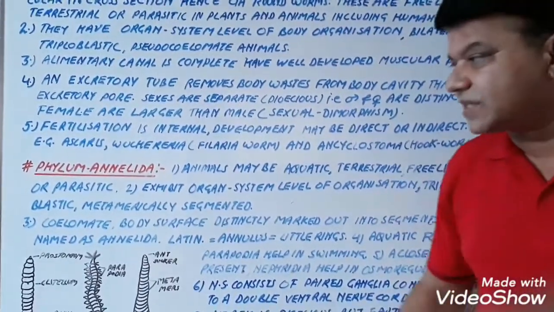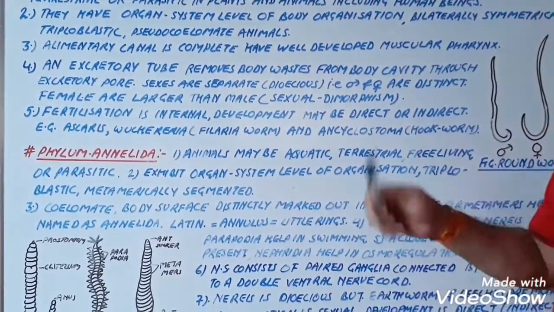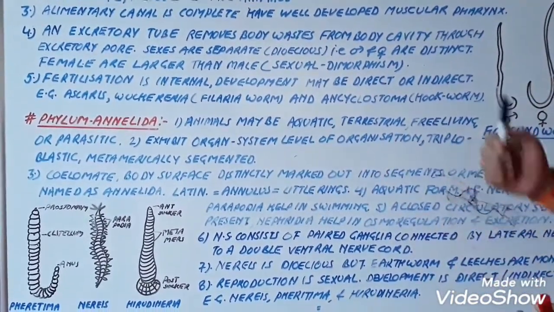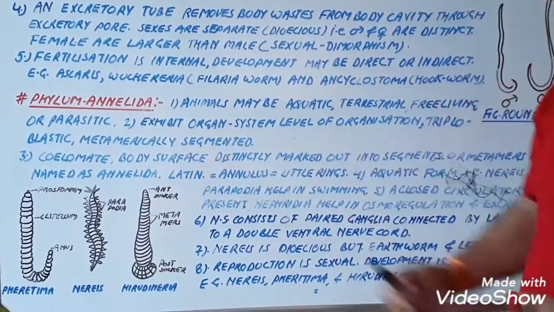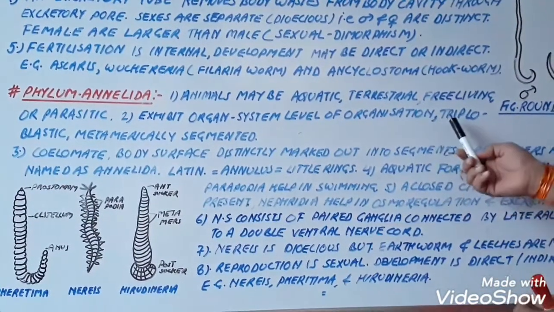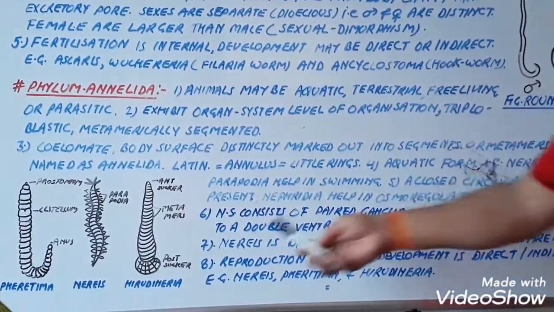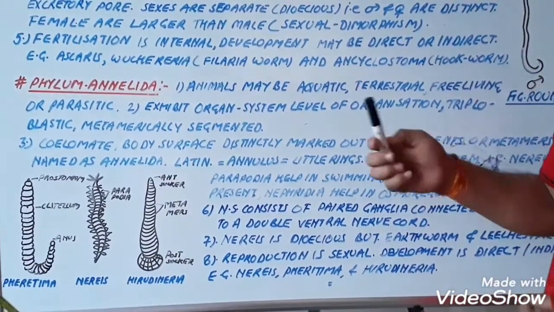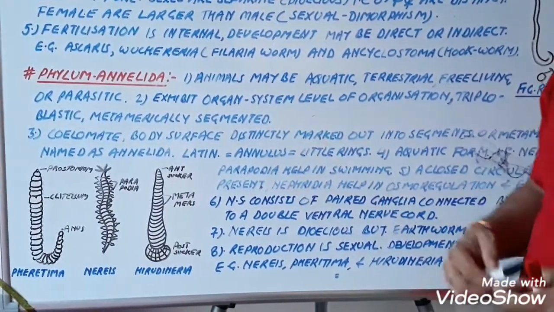Now characteristic features of phylum Annelida. Annelida comes from annulus, which means ring body. Now animals may be aquatic, terrestrial, free living or parasite. They exhibit organ system level of organization. Triploblastic, metamerically segmented. Here the body is segmented just like this. Metamerically segmented means both types of segments occur, external as well as internal. So this is known as metamerically segmented.